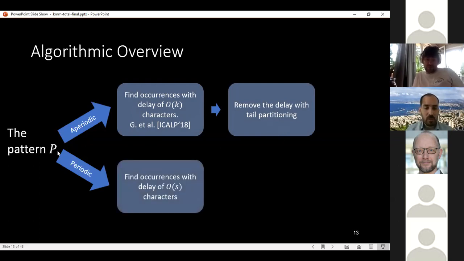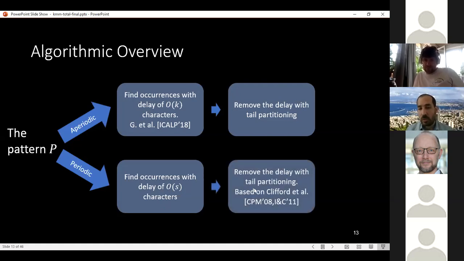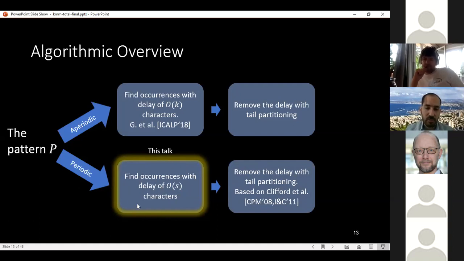The main part of the algorithm is the algorithm for the periodic case, where the pattern is periodic. For this case, the algorithm first of all finds the consensus of the pattern in the text with delay of order s characters. And then, again using tail partitioning, but in a more sophisticated way, based on the black box algorithm of Clifford, Efremenko, Porat, and Porat from CPM 2008, we remove this delay. In this talk, I want to focus on the part of finding occurrences of periodic patterns with delay of order s characters. But we will not discuss exactly the details here. We will solve a similar problem that will be simple enough, but contains all the main ingredients in our algorithm.